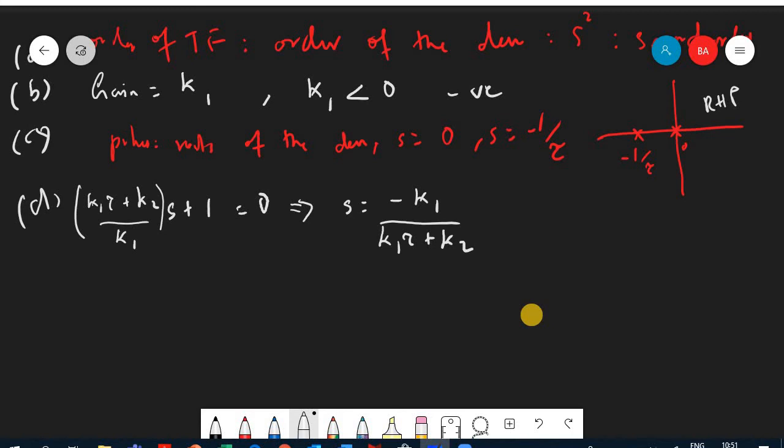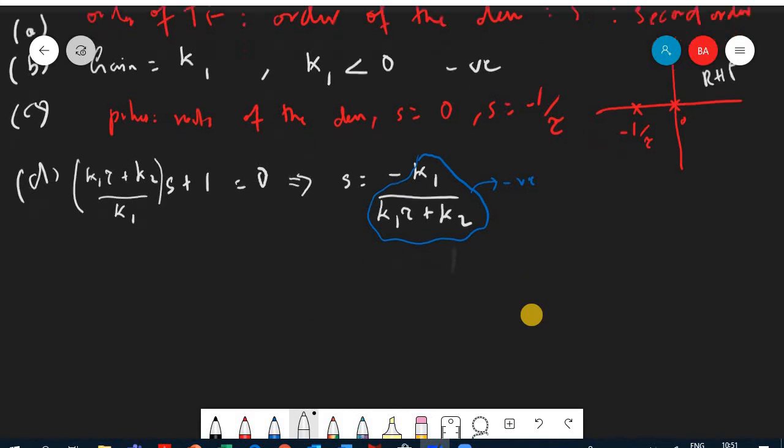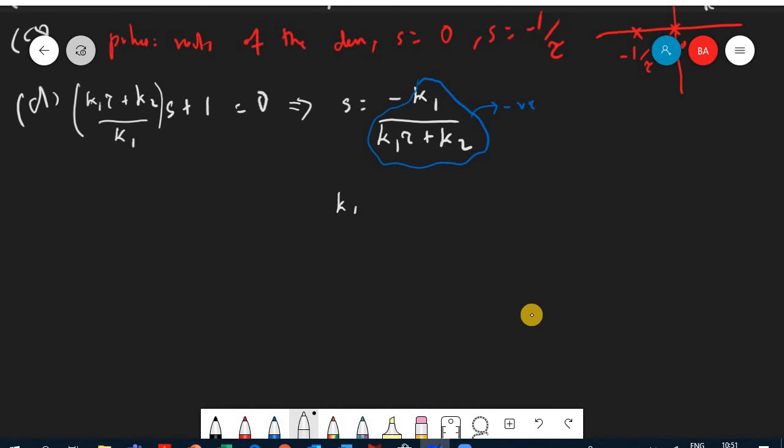In this case, what is it? It is negative. So I need this term here to be negative. If this term is negative, with the negative sign it is positive. So the whole thing becomes positive to be in the right hand plane. So I'm saying that my condition here is that K1 over K1 tau plus K2 should be negative, should be less than 0.